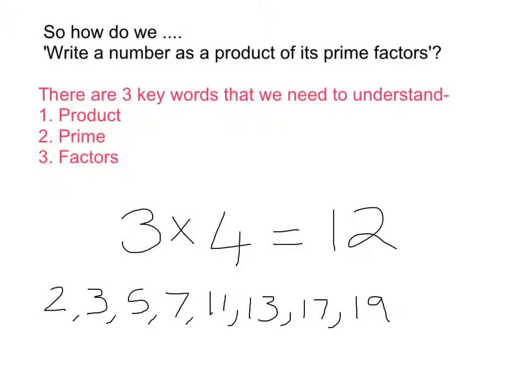If you haven't already watched the video on factors, it might be worth doing so before we go any further with this one. Or if you already know what factors are, that's fine. Putting this all together then, writing a number as a product of its prime factors just means writing the list of prime numbers that we multiply together to get that number. That sounds quite complicated at the moment, but hopefully by the end of this video it will make sense. So basically it's multiplying together prime numbers to get our number.